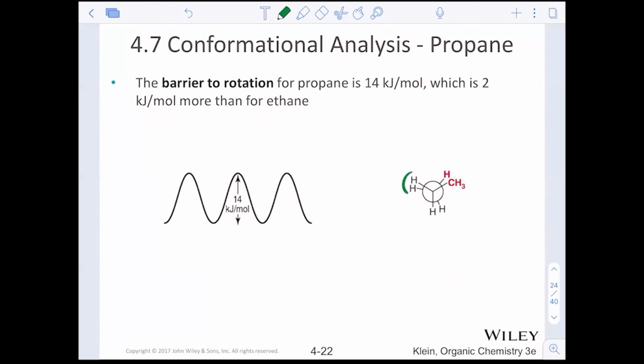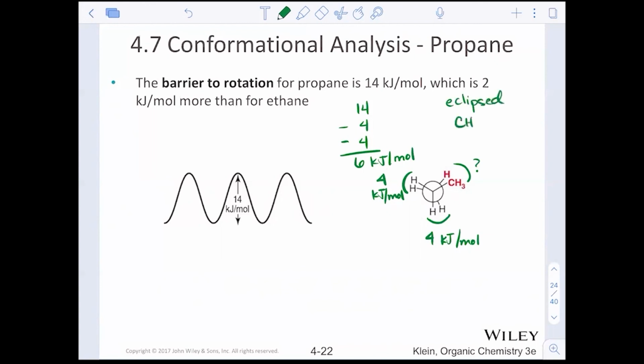We know that an H-H eclipsing costs 4 kilojoules per mole. This one, 4 kilojoules per mole. So how much does this one cost? Well, 14 minus 4 minus 4 is 6 kilojoules per mole left over. So an eclipsed CH3 with H is 6 kilojoules per mole.